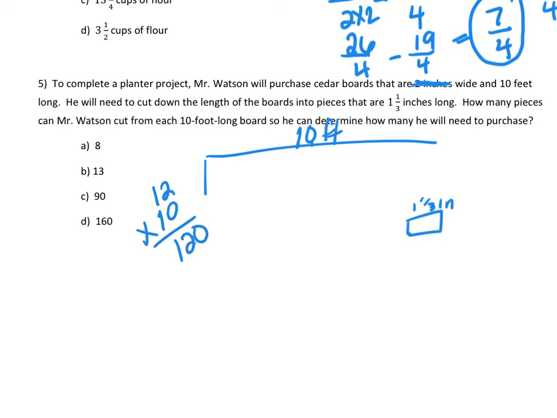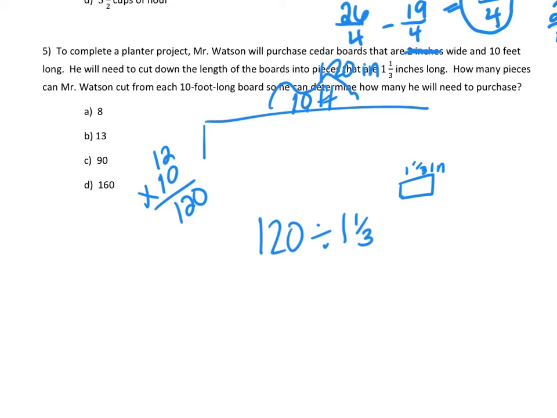Because there's 12 inches in every foot, so this is technically 120 inches. Are we good with that? So we're technically dividing 120 by 1 1/3 inch, because we're going to see how many little boards will do that. So that's my problem: 120 over 1 divided by 4/3.